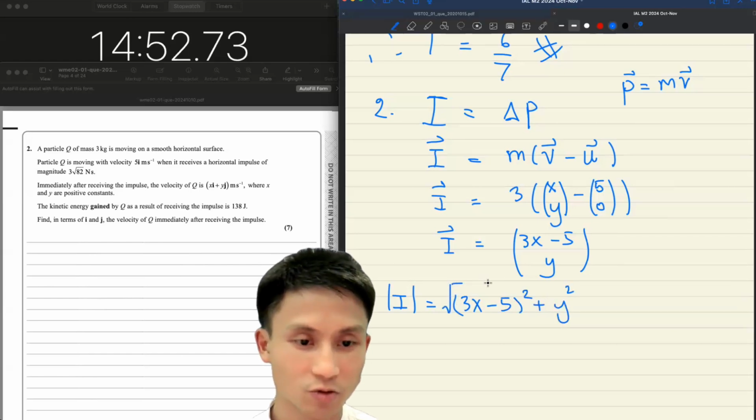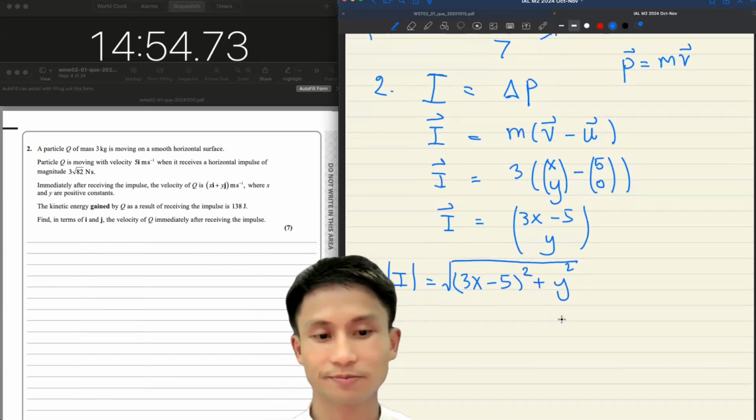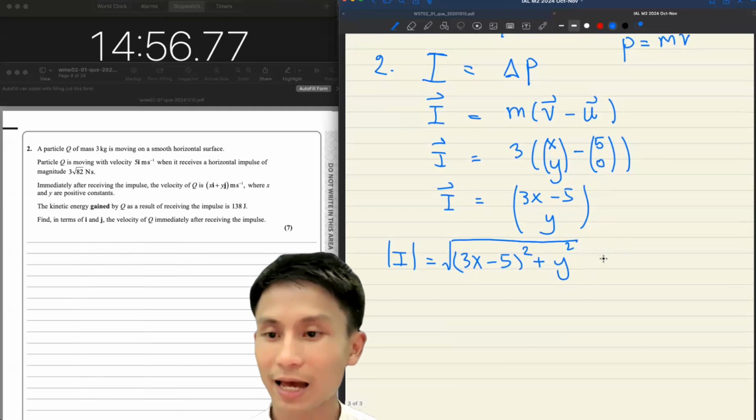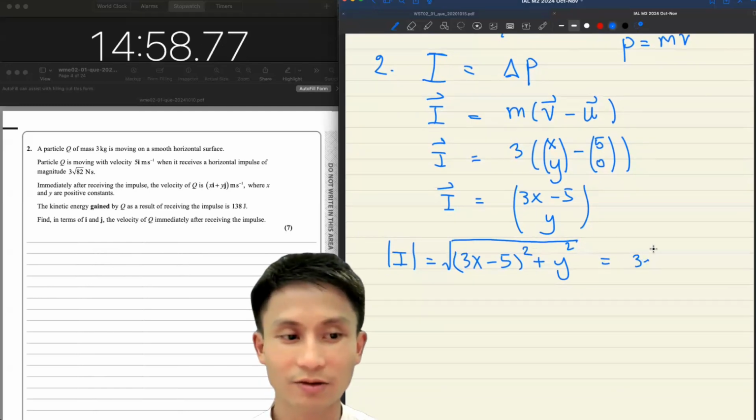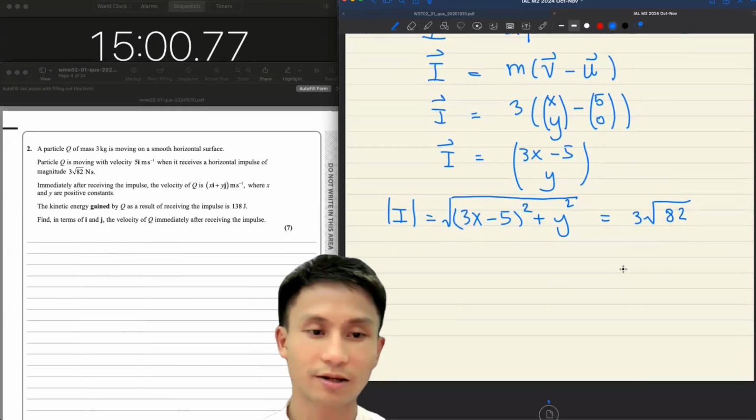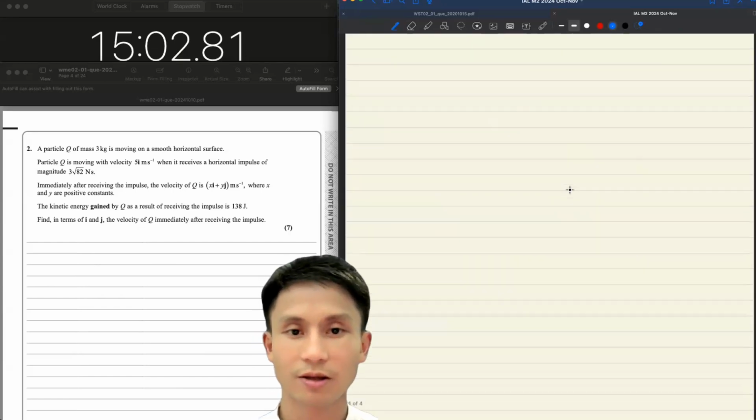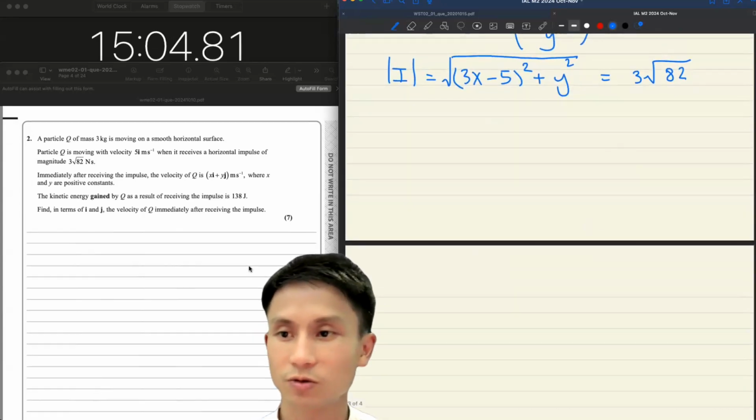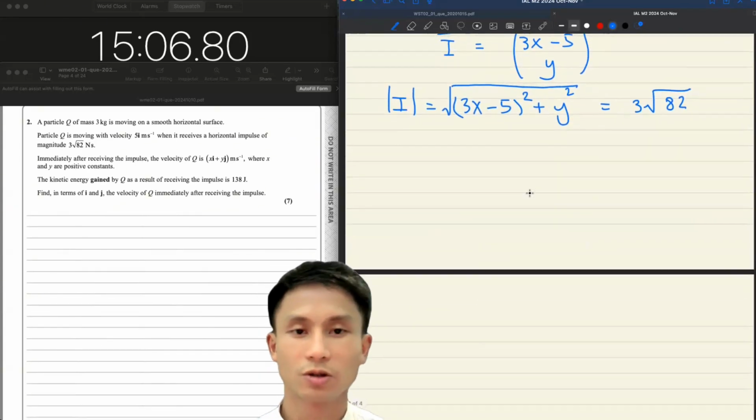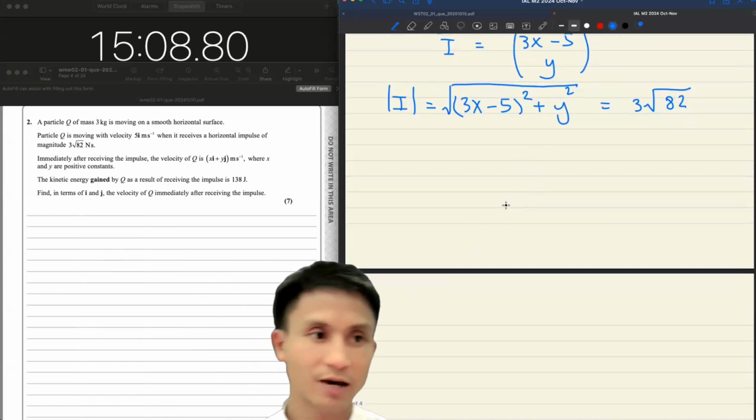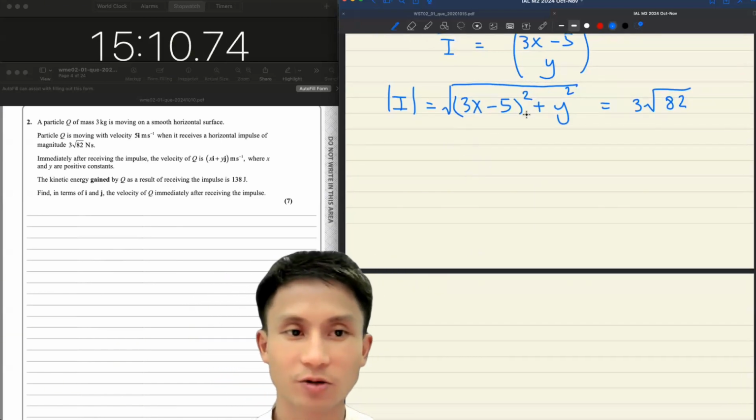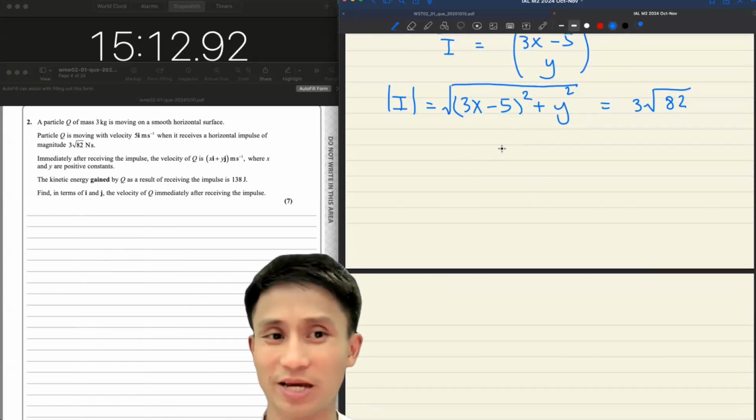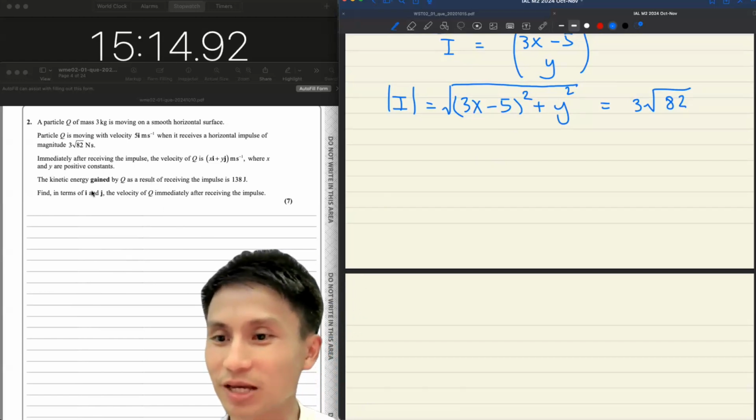Okay, finding the magnitude of a vector is like Pythagoras. And we are given that this is 3 root 82, right? So that's 3 root 82. So yeah, we square both sides, right? So we're going to get something like a circle equation, but mathematically speaking.